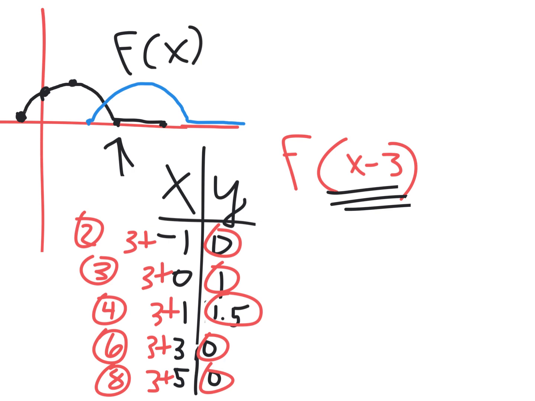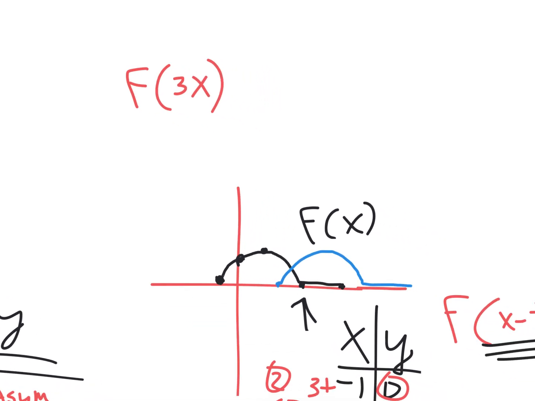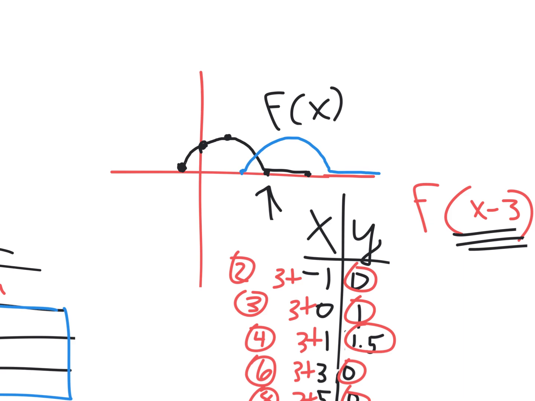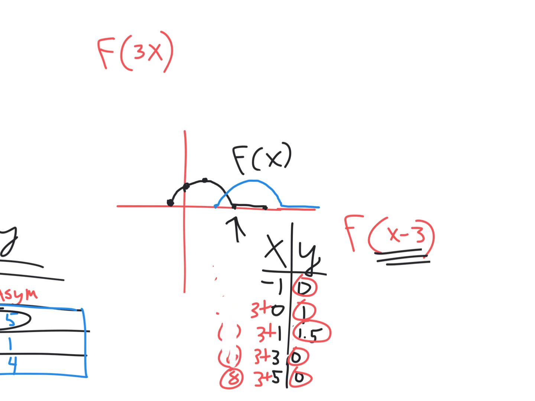The kind that are the worst are on the inside, because not only do you do the opposite of what you would think, you do it in the opposite order of what you would think. So let's just do one more with the little hat. Imagine I said f of 3x. Don't even do it, but think, what would you do to all your x's? If I said f of 3x, what would you do to all the x's? And if you use the word divide, you fail.